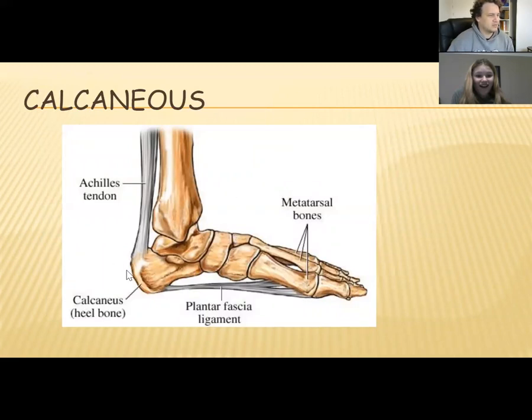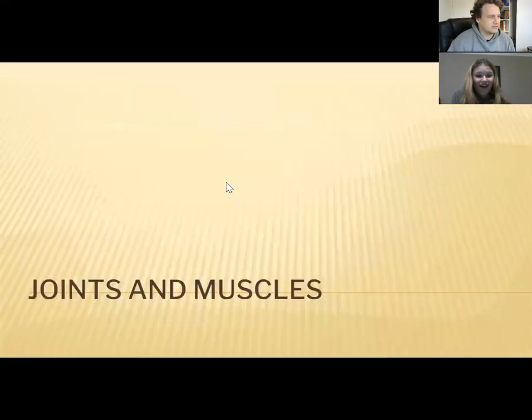Calcaneus, or the heel bone, where your Achilles tendon is here. And this plantar fascia ligament. Plantar fasciitis is one of the most painful conditions they think people can go through. And that is just inflammation and tightening of this ligament.